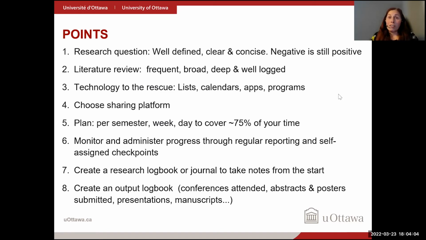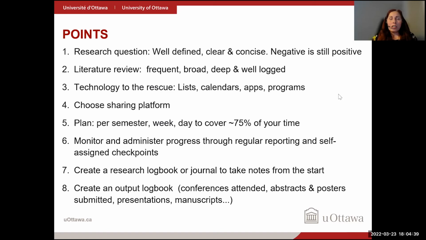Ideally, plan your project, per day, per week, per semester to basically cover 75% of your time, allowing a little bit of flexibility if things went different so that you can rework things. And like I said, always do progress checking through regular reporting to yourself and with your team members, and use self-assigned checkpoints. So always create this research logbook that helps you know when you need to meet up, and organize regular meetings with your team anyway.